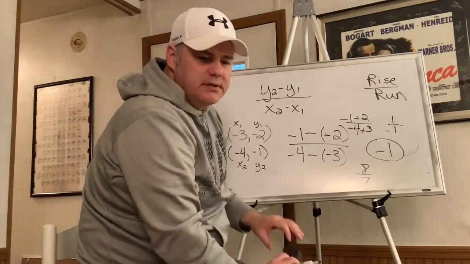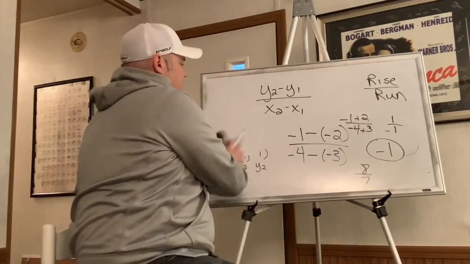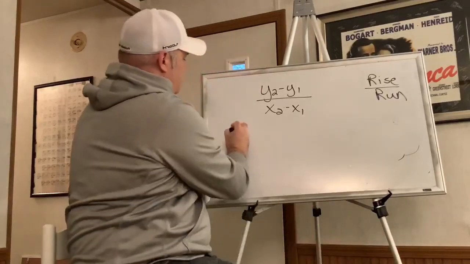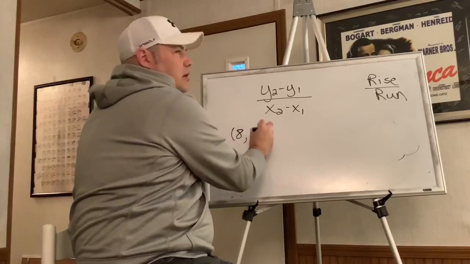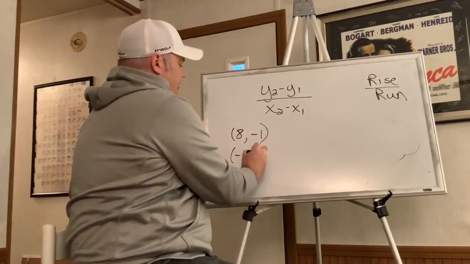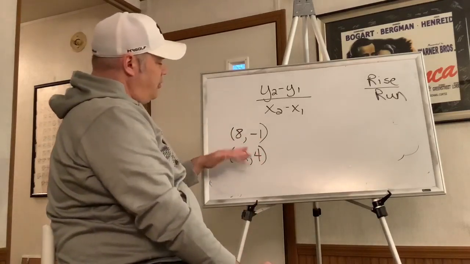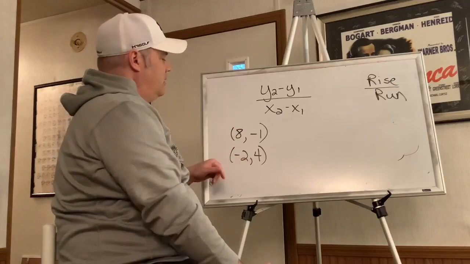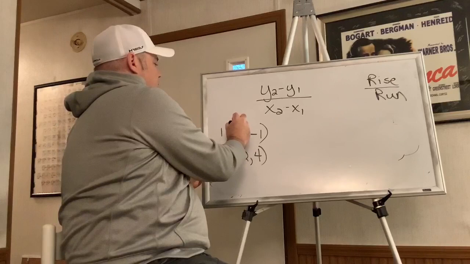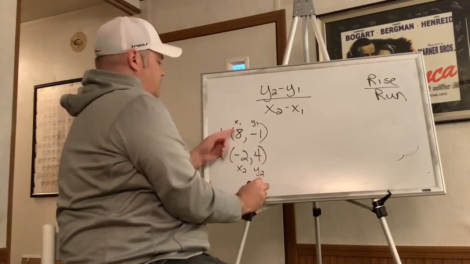Let's do one more of those. Okay, so what do I have here? We're going to mix it up now. Put some positives and negatives. Okay, 8, -1, and -2, 4. So here's my 2 points, and I'm going to find the slope. And so I'm going to make this the first point, the second point. So x1, y1. This is x2, y2. And now I start my formula.